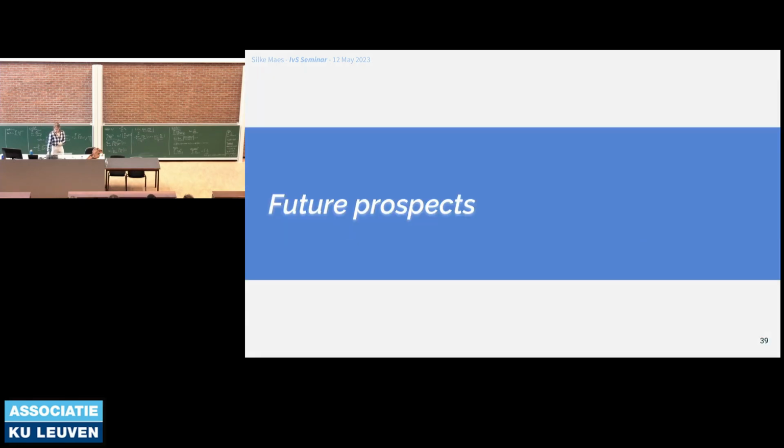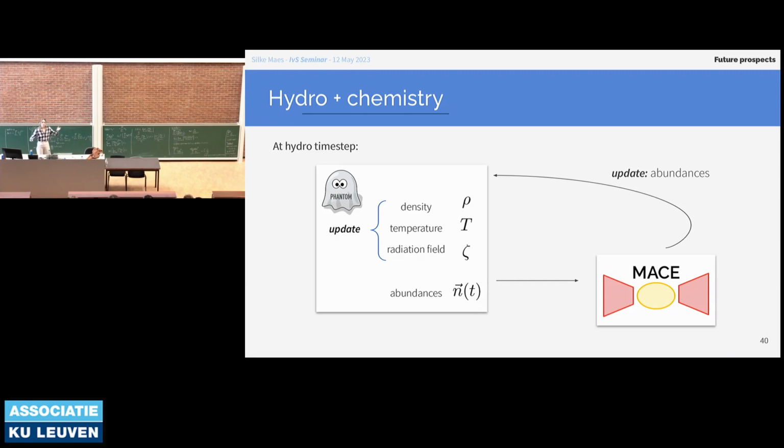So this means, imagine we already have Maes, how will we now use this? We will combine the hydrodynamical models with the chemistry in the following way. At some hydrodynamical time step, Phantom does its thing, and it calculates the density, the temperature, and some radiation fields. We know the abundances. We will give these values to Maes. Maes will then update the chemical parameters, so the abundances, and give them back to Phantom, and in that kind of loop, we hope that we can, in the end, have a model that contains hydro as well as chemistry.